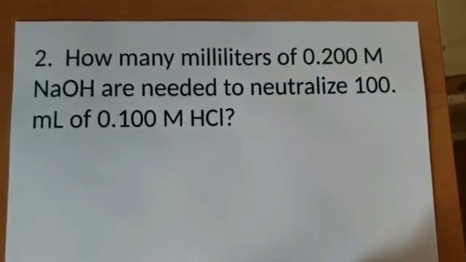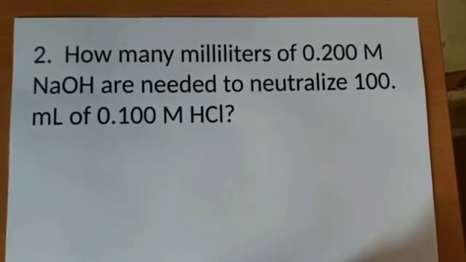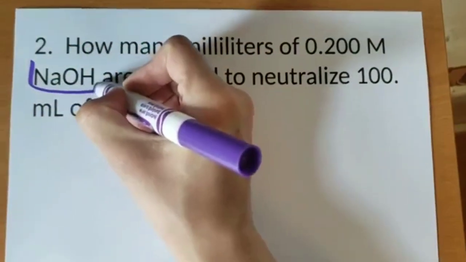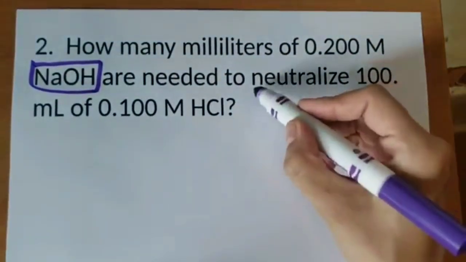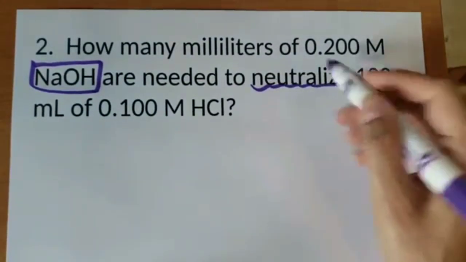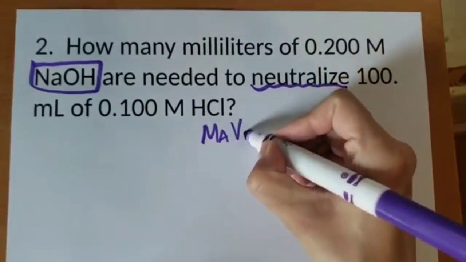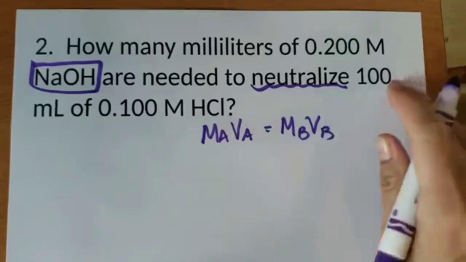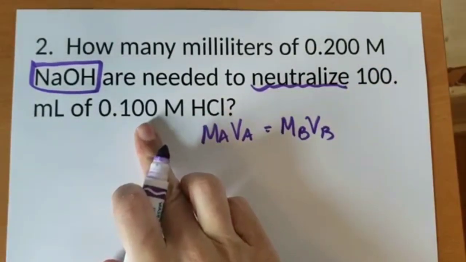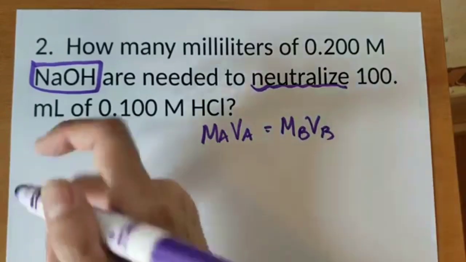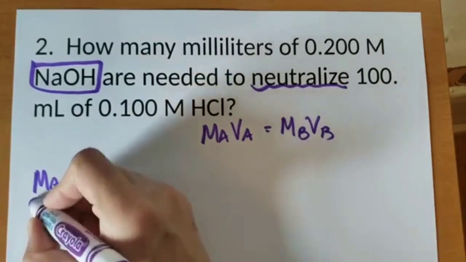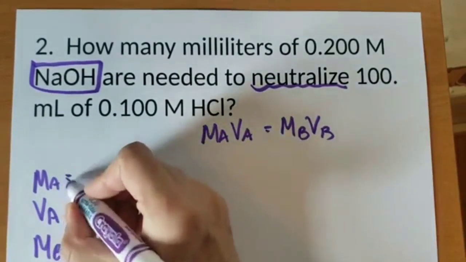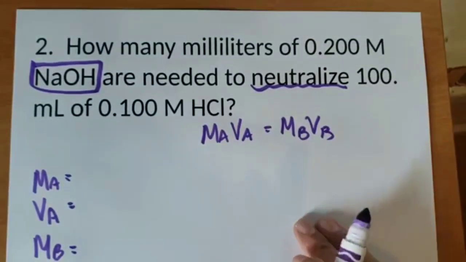Here is one more question. Here we're looking for how many milliliters of a 0.200 molar sodium hydroxide, which is a base, are needed to neutralize. So that means we're going to titrate using the formula on reference table T. 100 milliliters of a 0.100 molar hydrochloric acid solution. So you should set up your variable table and see if you can identify the variables and solve.